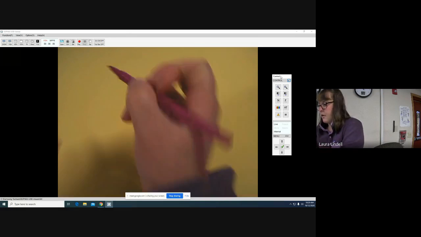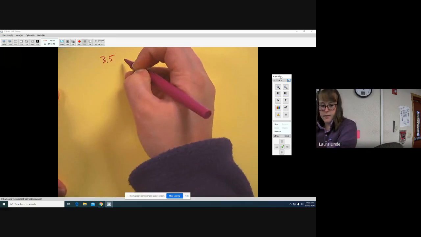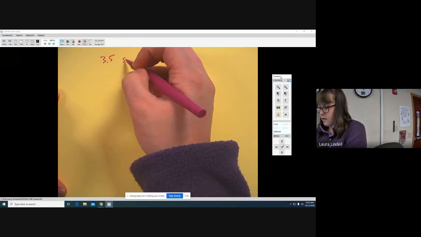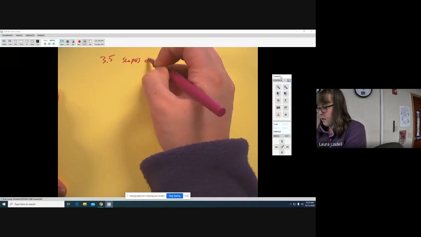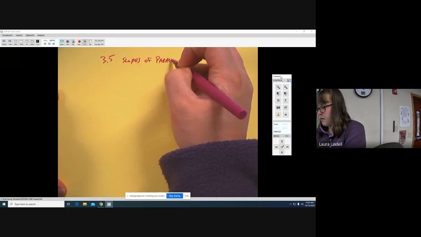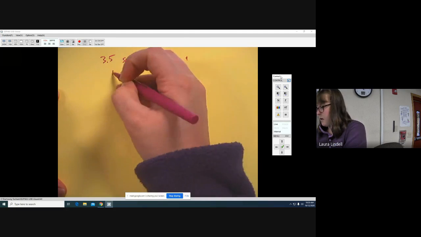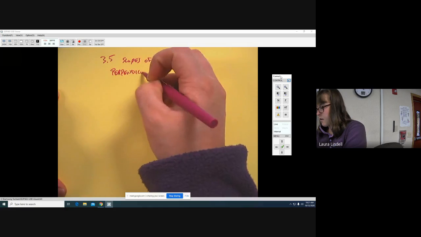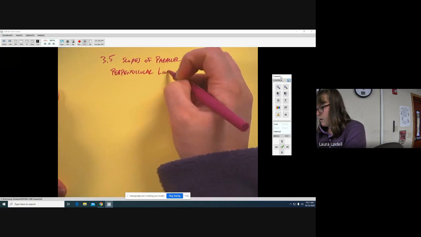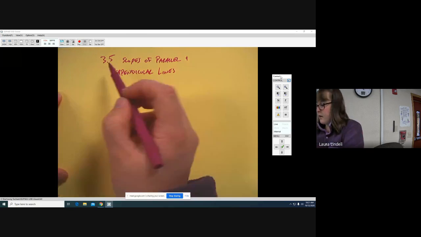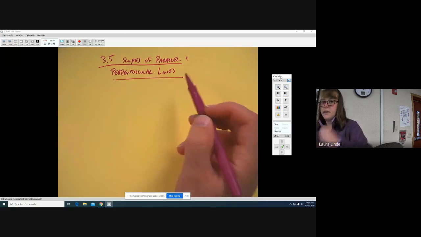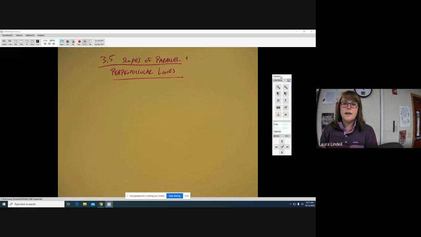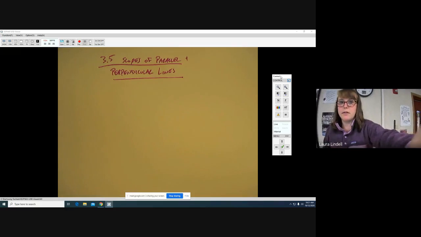Okay, so this is 3.5, slopes of parallel and perpendicular lines. And we're going to spend 2 days on parallel and perpendicular. Today we're going to be finding slopes and things like that. Tomorrow we're going to actually be writing the equations of lines that are parallel and perpendicular to each other. So that's kind of where we're headed.